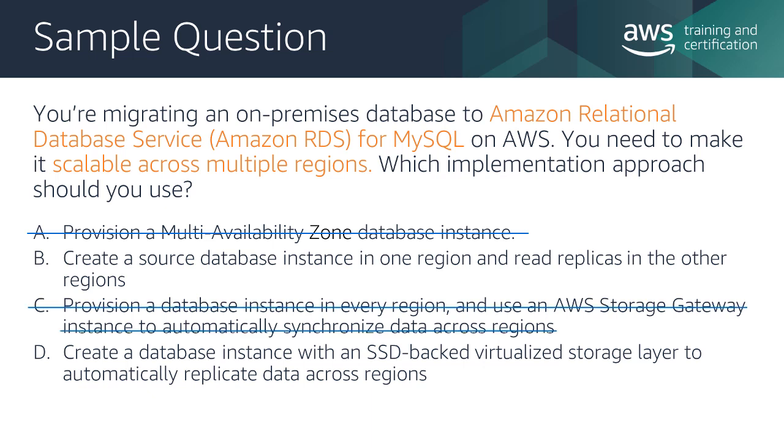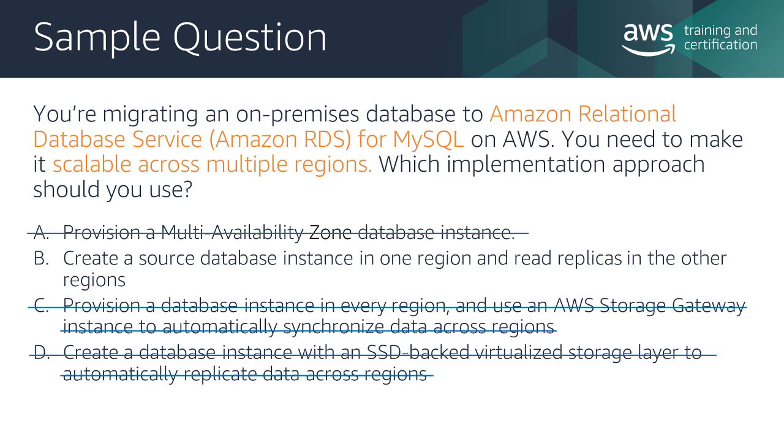Look at option C, and let's eliminate it. Provision a database instance in every region. Use an AWS Storage Gateway instance to automatically synchronize data across regions. Storage Gateway is a hybrid storage service. There is no function to synchronize data across regions. This is not a thing.